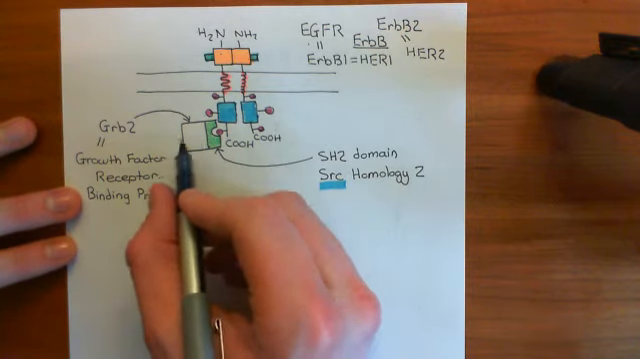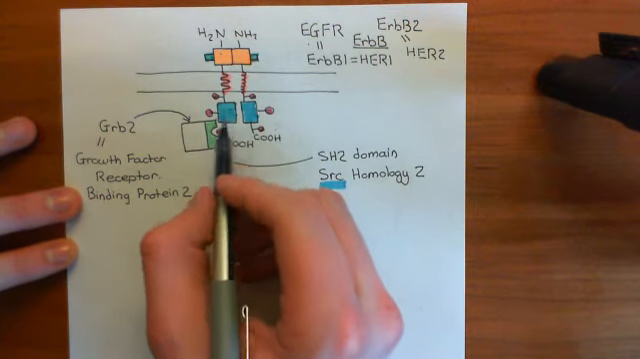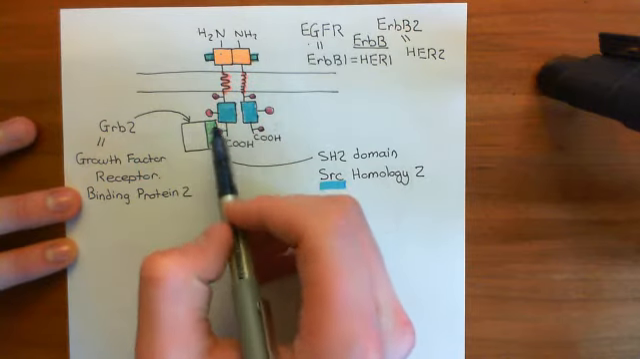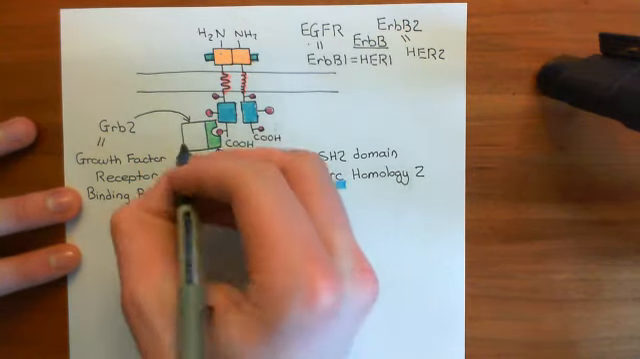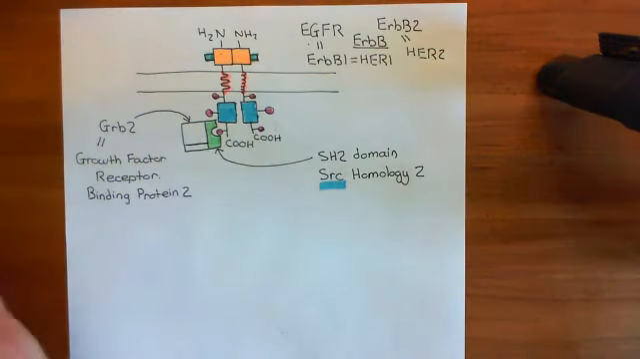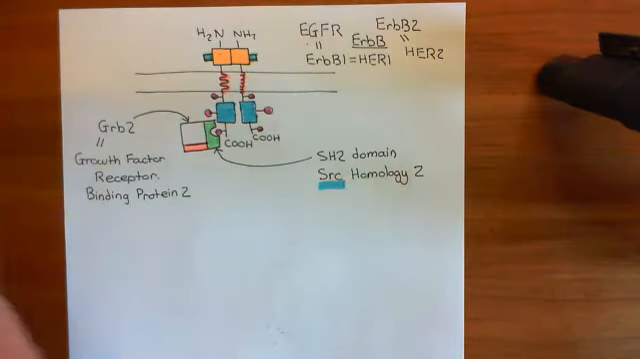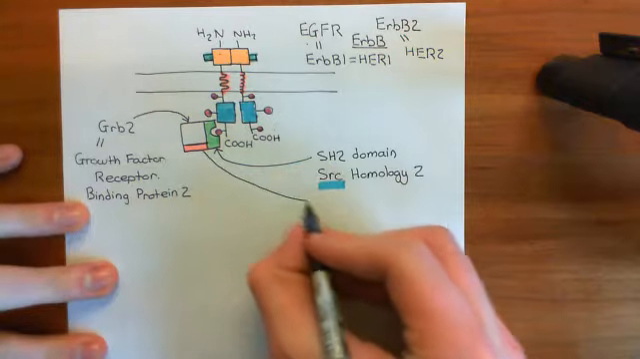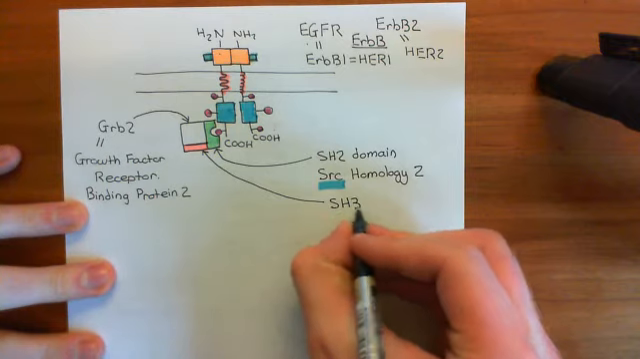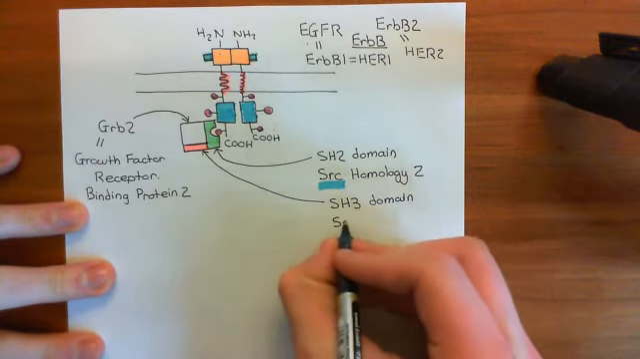So growth factor receptor binding protein 2 will bind to one of these phosphotyrosine residues on the intracellular aspect of our receptor tyrosine kinase dimer via its SH2 domain. Then it has another special domain that it's going to use to bind to the next protein along. So I'll colour this next special domain in red here. This next special domain is known as an SH3 domain. Now this stands for Src homology domain 3.